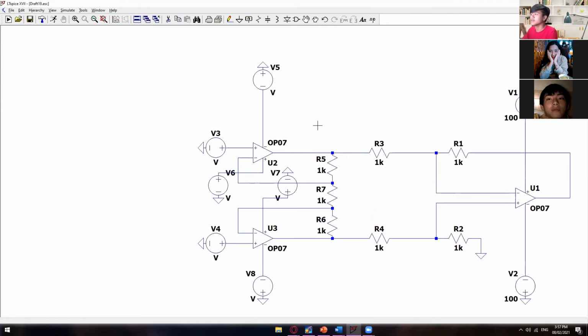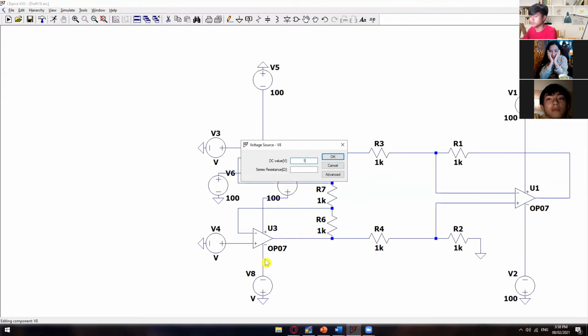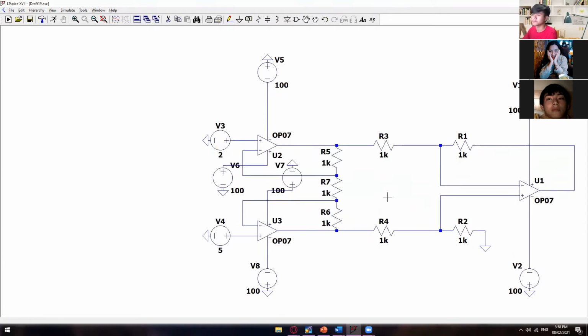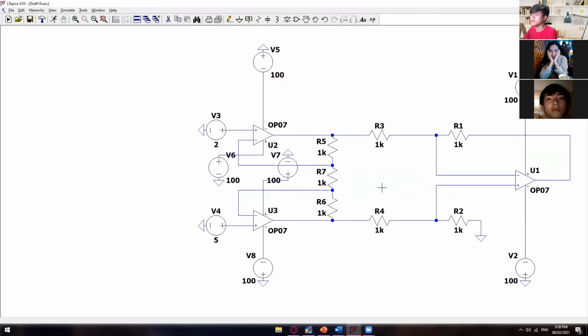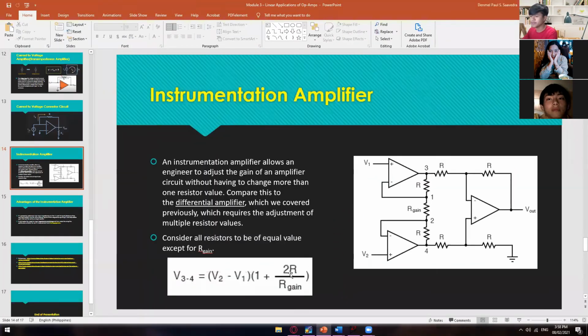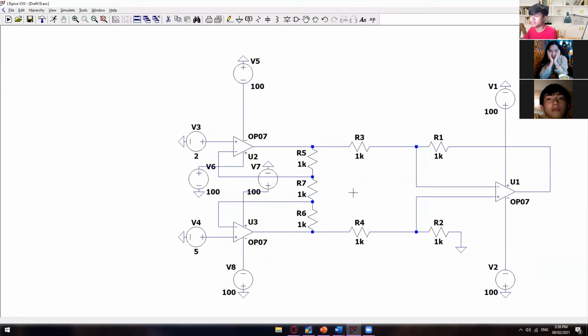Okay. And the same with the rail voltages of your voltage follower. So we also have here 100 volts, 100 volts, 100 volts, and then 100 volts. Okay. And then let's say your V sub 2 is equal to 5 volts, and then your V sub 3 is equal to 2 volts. So using the formula, I would like you guys to get your calculator, and then apply this formula on our LTspice values.